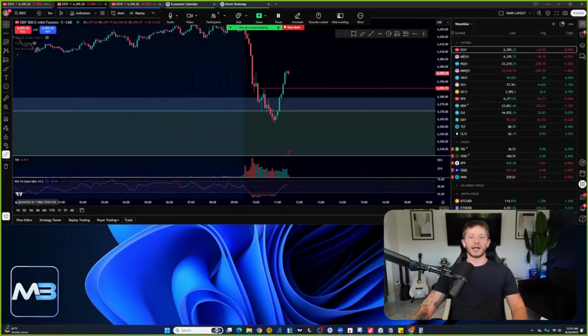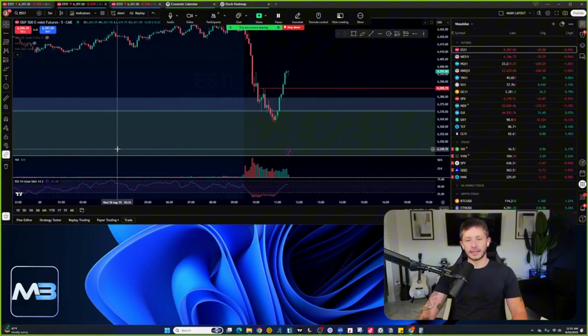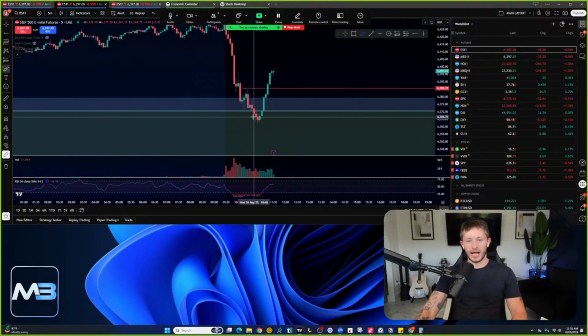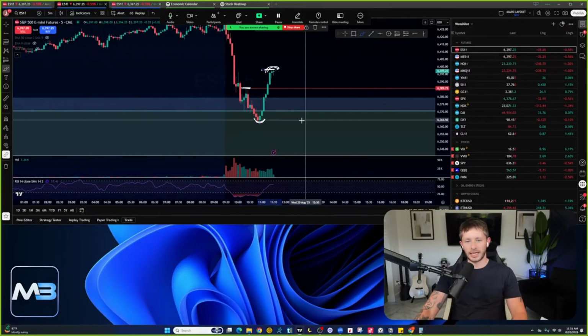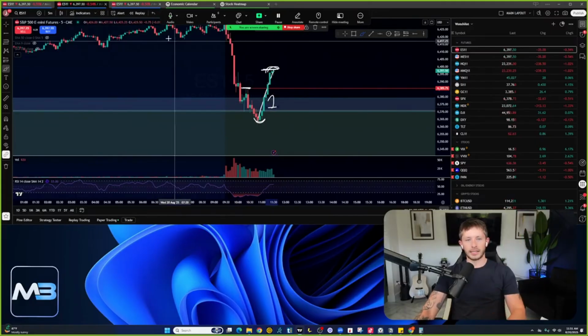That's something we were discussing: if we get a nice push back above that zone and we break that prior 5-minute lower high, that's a leg to the upside. And so we have a leg to the upside. We have this swing low, swing high, and this was a higher high on the 5-minute. So this is your first leg to the upside.